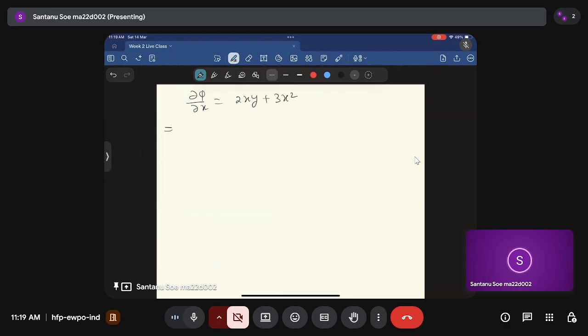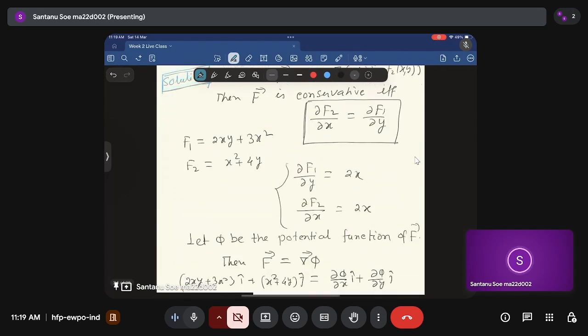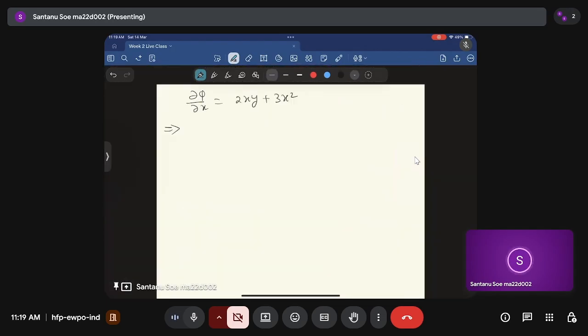So now we can do the integration with respect to the variable x, keeping the variable y constant. So the constant term after the integration will come as a function of y. So phi of xy is gonna be the integration of (2xy plus 3x square) dx plus phi 1 of y. Now this integration is with respect to x. So this will be just x square y plus x cube plus phi 1 of y.